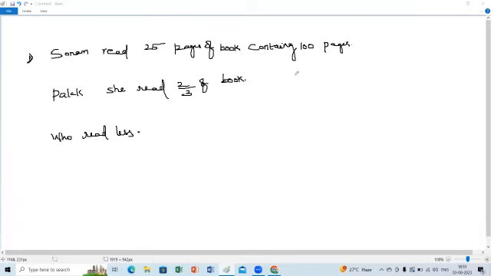Let me check. Everyone has given an answer. Here they did not mention children, only the number of pages was mentioned in the first case. What did they mention out of Sonam read? How much did she read, children? She read 25 out of 100. Out of 100, she read 25 pages.